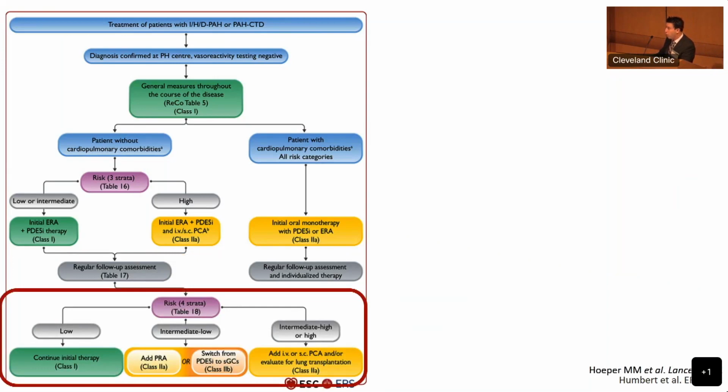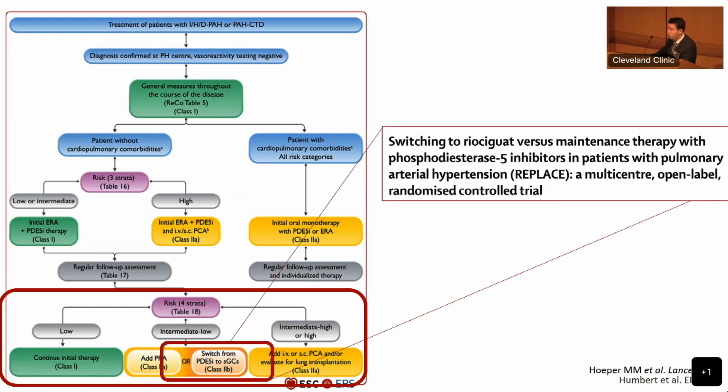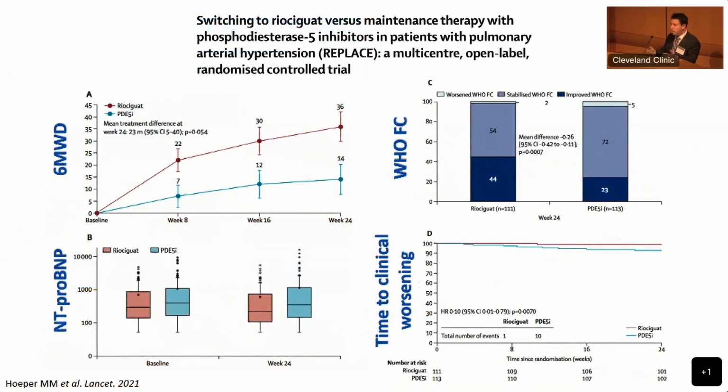One other creative thing you could do is actually switch patients from a PDE5 inhibitor to riociguat, a soluble guanylate cyclase stimulator, and this is based off of the REPLACE trial, which was just recently published. It showed that when switching patients that were originally on a PDE5 inhibitor to riociguat, there may be improvements in 6-minute walk distance, functional class, and pro-BNP, as well as a trend towards improvement in time to clinical worsening.